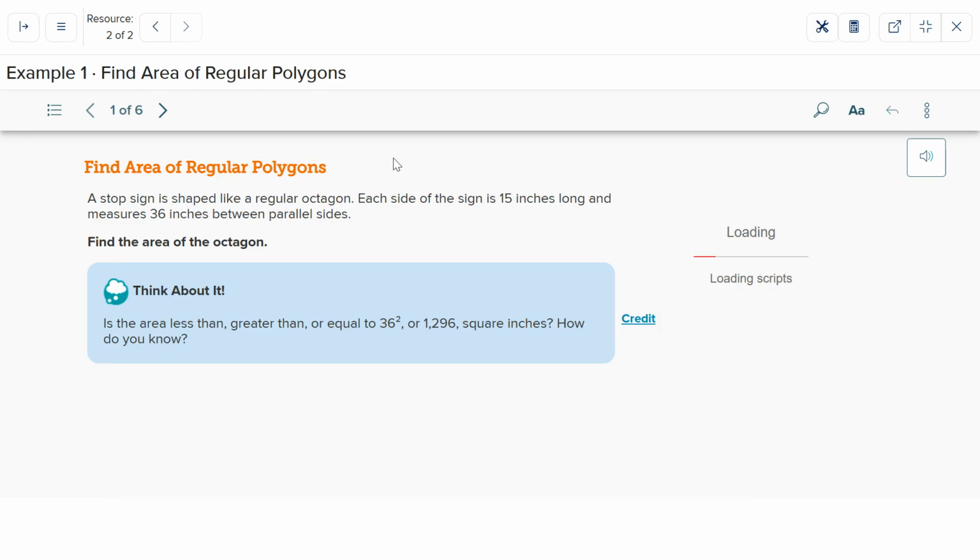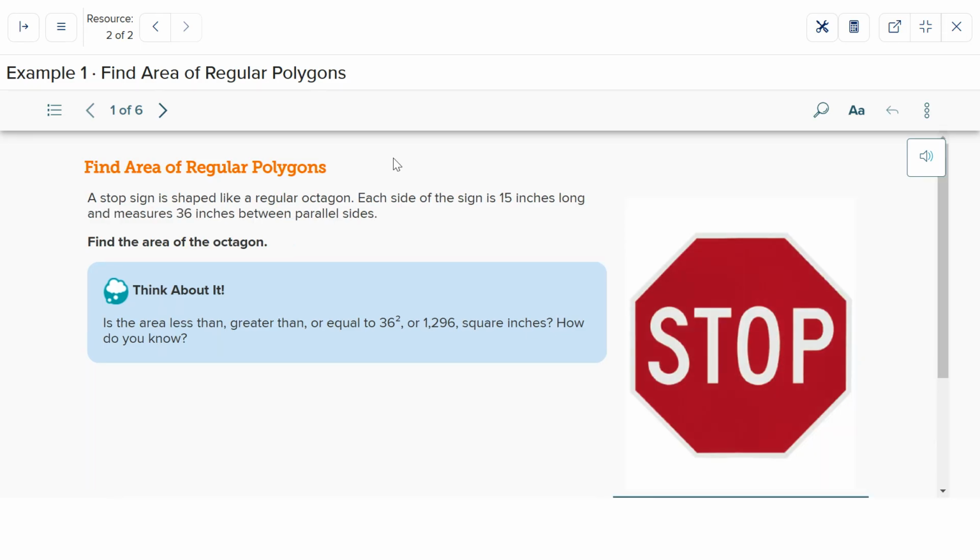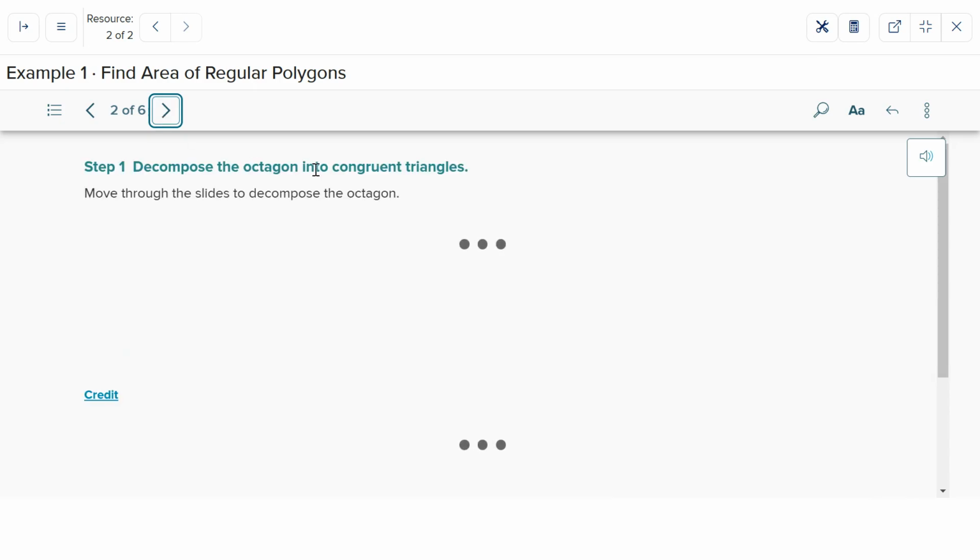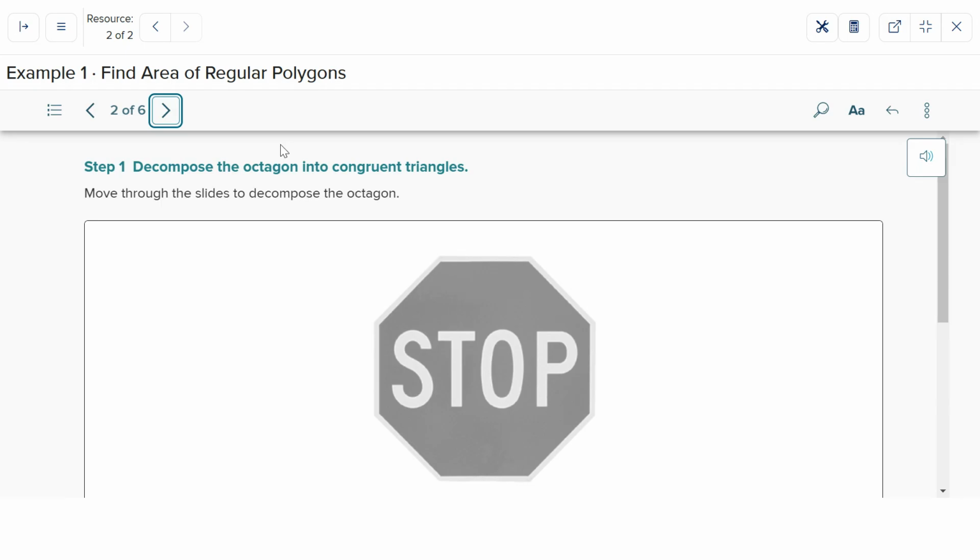Find the area of regular polygons. A stop sign is shaped like a regular octagon. Octagon meaning 8 sides. Each side of the sign is 15 inches long and measures 36 inches between parallel sides. So the parallel sides are this one, these ones are parallel, these ones are parallel, and the distance between those is 36 inches. So let's find the area by decomposing the octagon into congruent triangles.